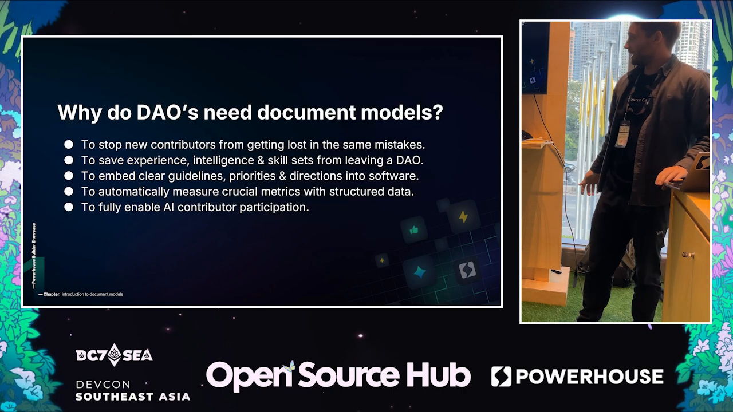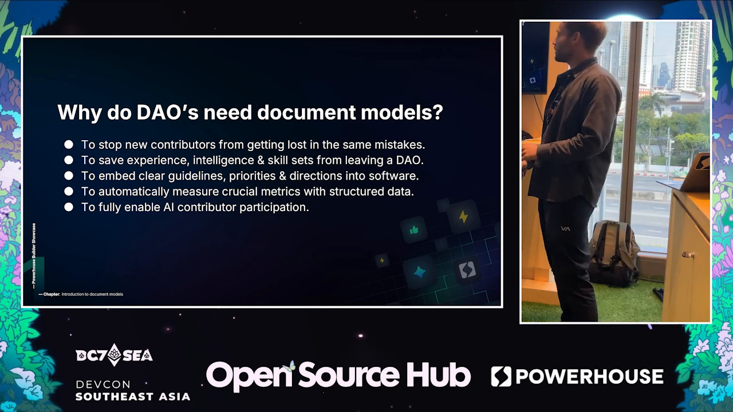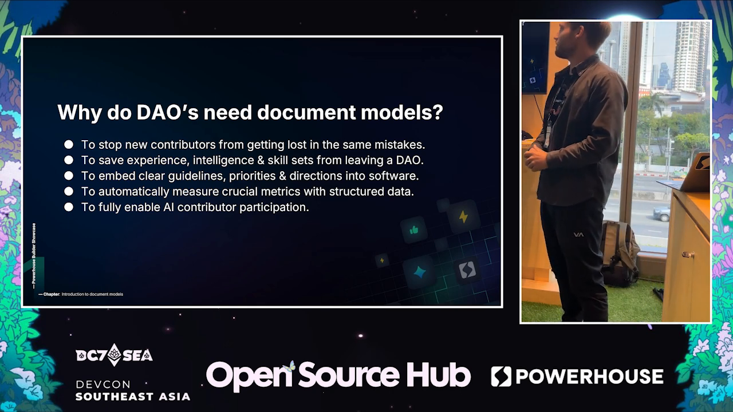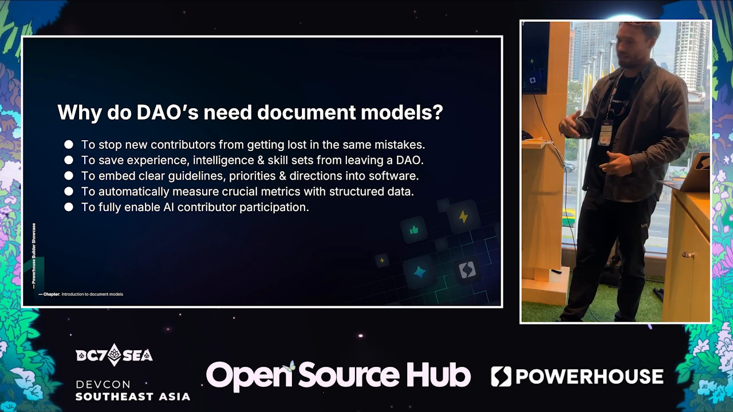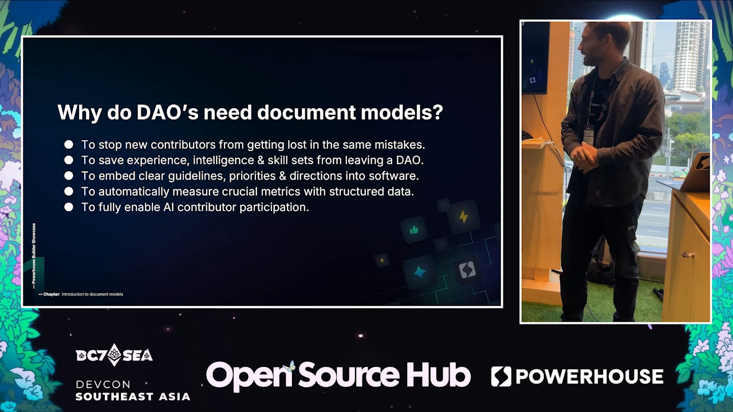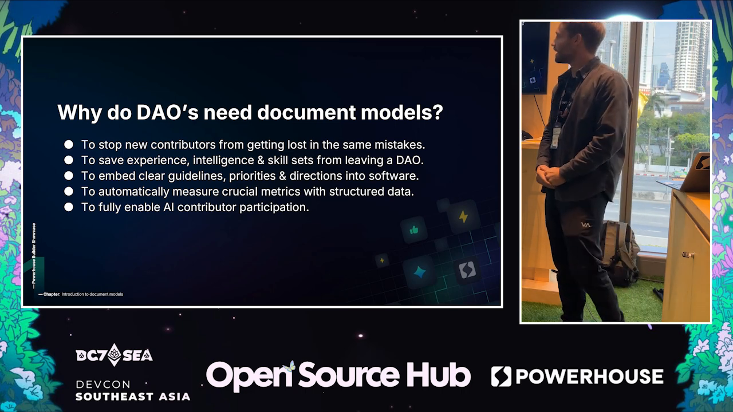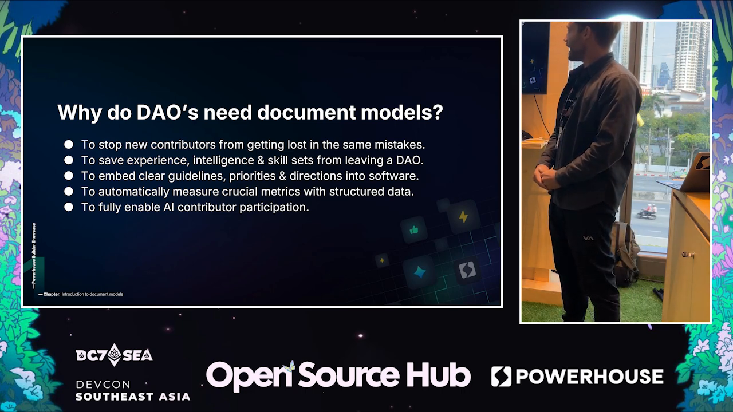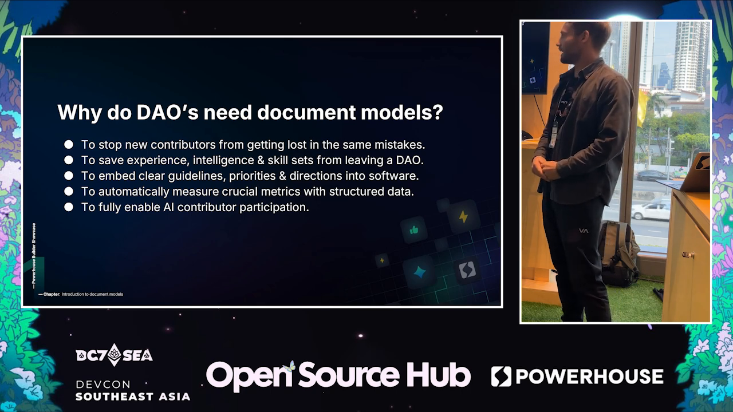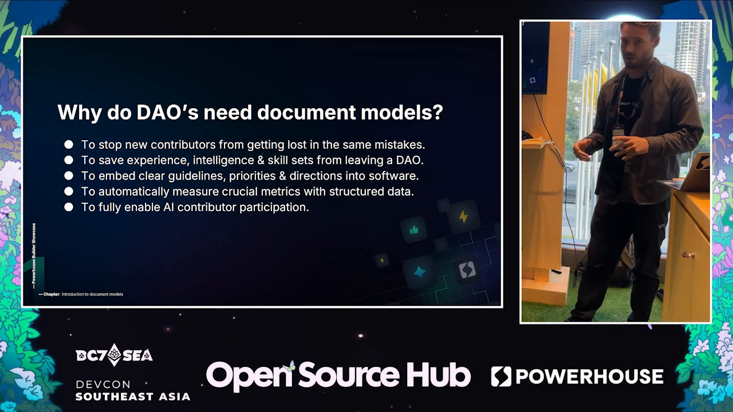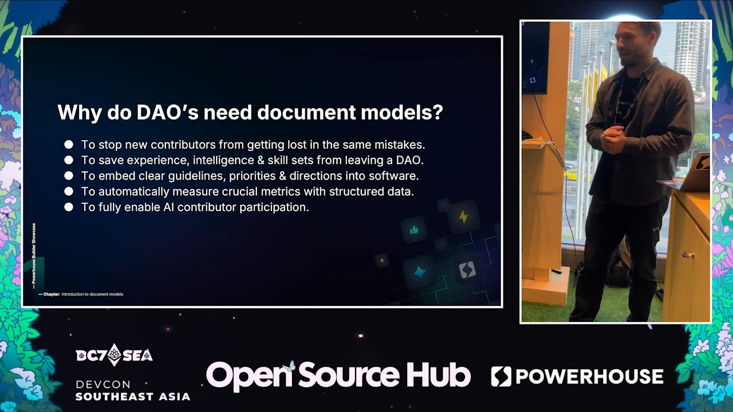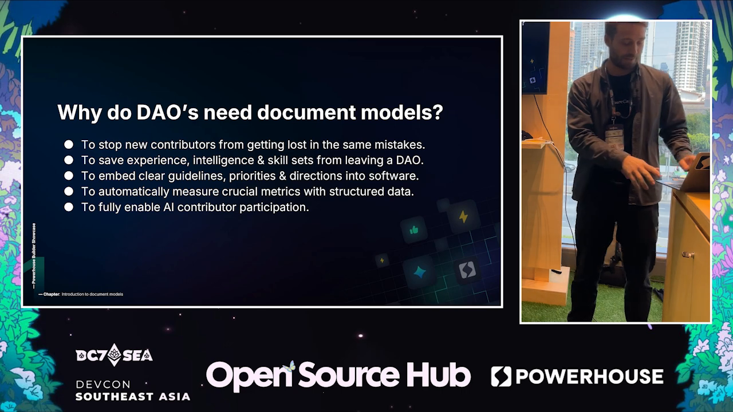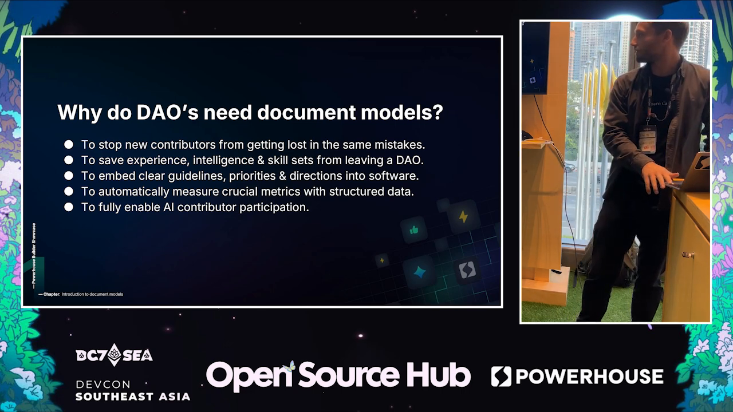Now, why do DAOs need such document models or such processes? Well, we need to stop contributors from getting lost in the same mistakes that everybody makes. We need to save the experience, intelligence and skill sets from leaving a DAO when a senior contributor leaves, and we need to embed more clear guidelines and guardrails next to priorities and directions into the software that DAOs are using. Additionally, these document models also help in capturing data in a very structured format, and they help to measure crucial metrics that eventually can be distilled from those models.